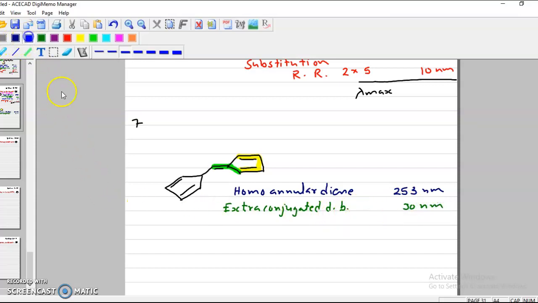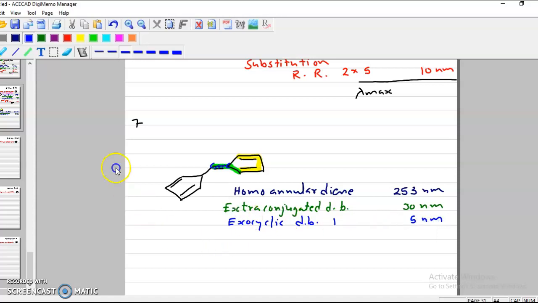Now we'll see the exocyclic double bond. These two are part of a system, but both are in the ring only, so these are endocyclic. But here, we will see this carbon and this carbon: one is in the ring, one is outside the ring. So there is one exocyclic double bond, and for that we will add 5 nanometer.